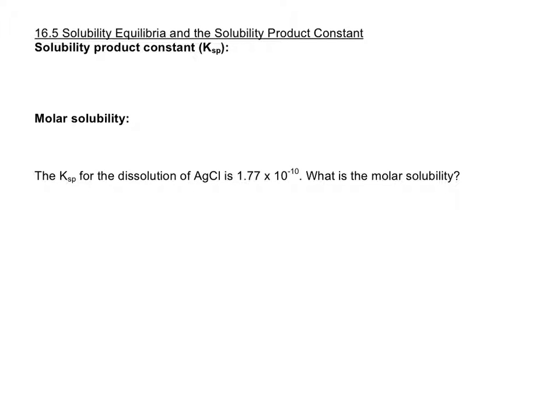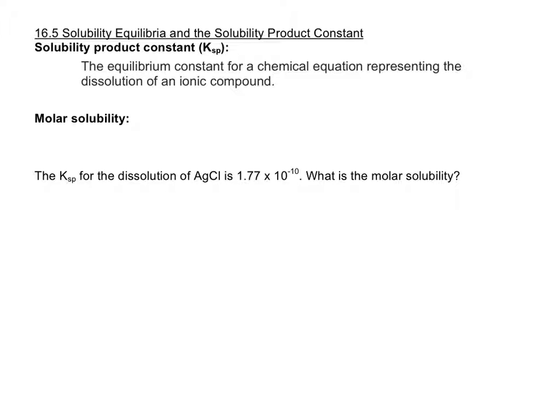So we call this KSP, and since it's a capital K, you might guess that it's an equilibrium constant, and you would be right. So KSP is just the equilibrium constant for a chemical equation representing the dissolution of an ionic compound. Okay, so that's basically you have a salt, and you dissolve it in water, and it separates into its ions, and that event has a dynamic equilibrium, like we talked a little bit in the last video, and so we can represent that quantitatively using an equilibrium constant, and we call that equilibrium constant KSP in this case.